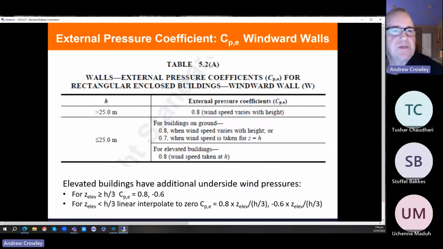So table 5.2 gives you your CPE for windward walls. Don't forget that this pressure can also apply to the underside of eaves, or if you've got an elevated structure, this can also apply to the underside of your building if it's on stilts and it's open underneath. Thankfully, this hasn't changed for the 2021 edition.